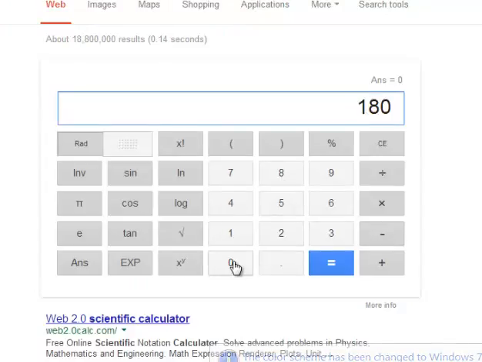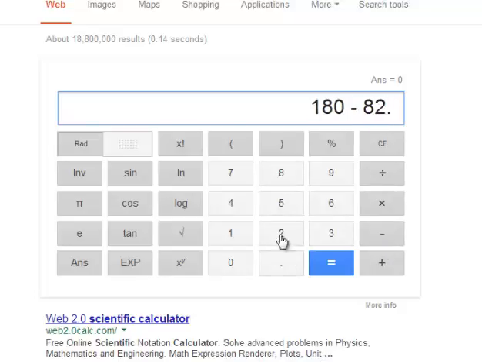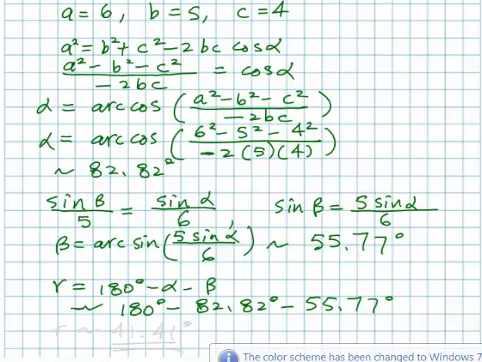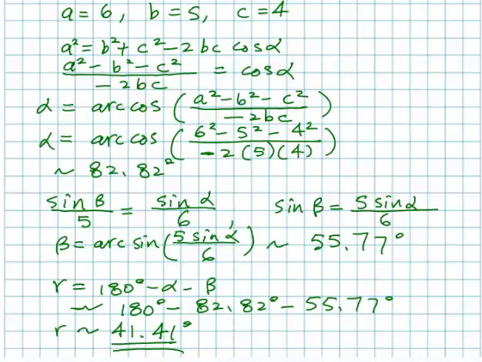180, subtract 82.82, subtract 55.77, equals. Gamma is approximately 41.41 degrees. I suggest that you sketch the triangle to make sure the information is appropriately forming a triangle.